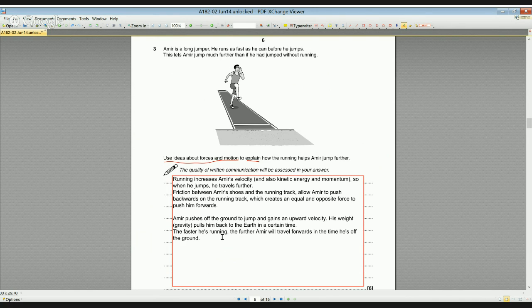The other extreme is he runs incredibly fast down the runway. He jumps up, and that allows him to travel a huge distance sideways. But in each case, the time he's off the ground is the same. It's just he makes better use of that time through giving himself that horizontal velocity. The answer I've put there would get you 6 marks.